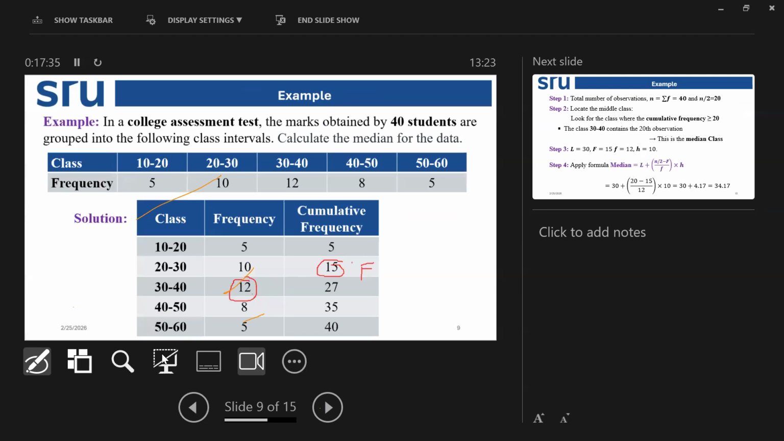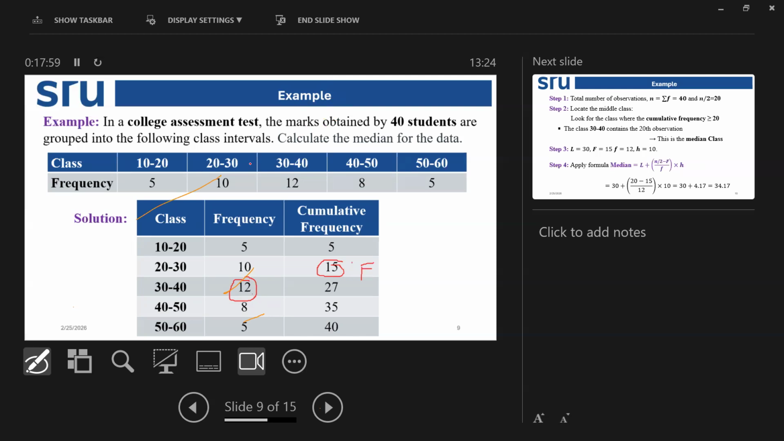So this is the data that we have. If you observe here, in a college assessment test, the marks obtained by 40 students are grouped into the following class intervals, because here they have mentioned clearly it is a group of data, because the data is given in terms of group, and now they are asking us to calculate the median.